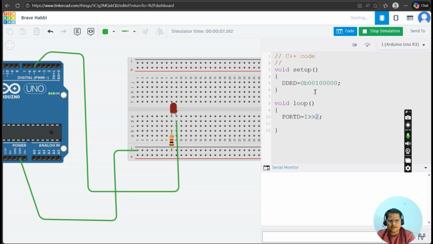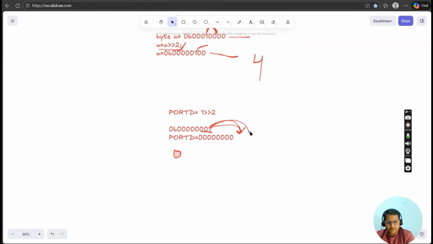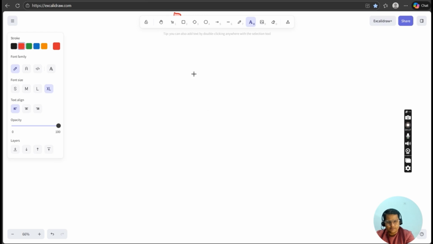Now we will understand the OR and AND operations, because that is very important. Left and right shifts I have covered. Now let me explain the bitwise operations OR and AND. So let me take a value. Again I will take byte A equal to 0B 0 0 0 0 1 1 0 0. Okay, so I have this value.